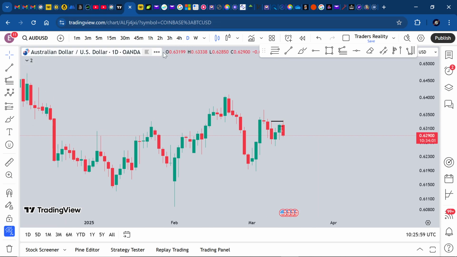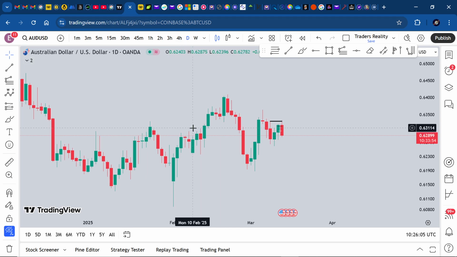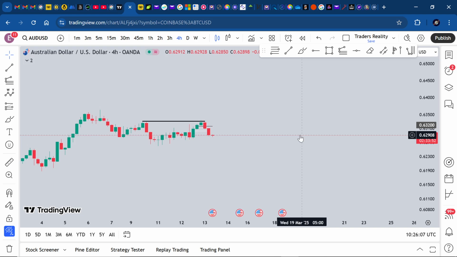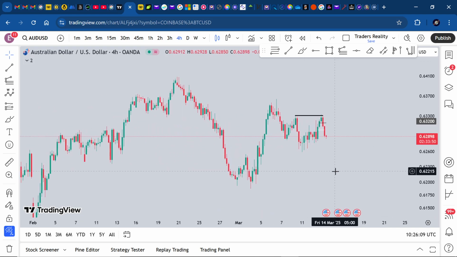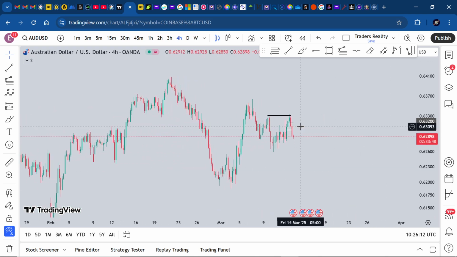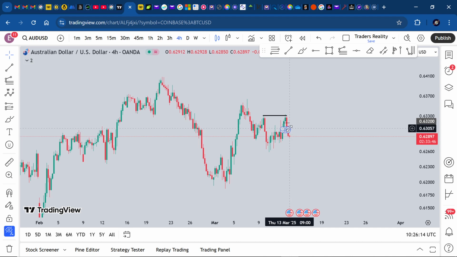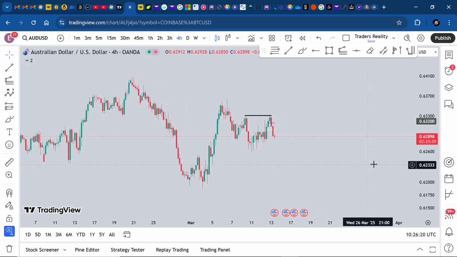Let's go to the 4-hour time frame. So still bullish, but coming down, and we've done most of the down move. And you know what? That kind of goes in line with the DXY, where on DXY I'm expecting a push up to come down. Here I'm expecting a push down to come up.